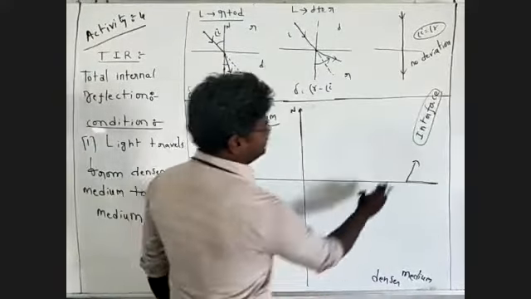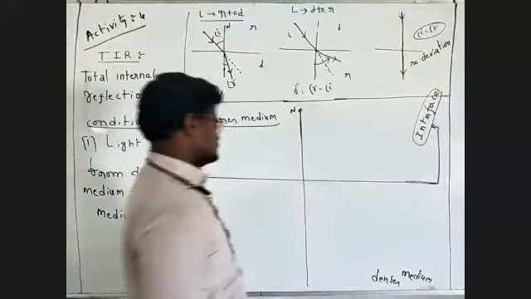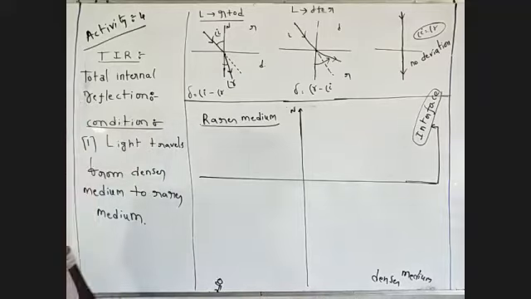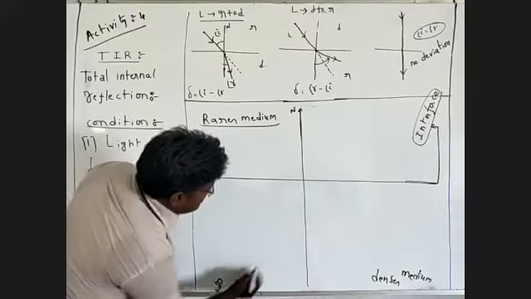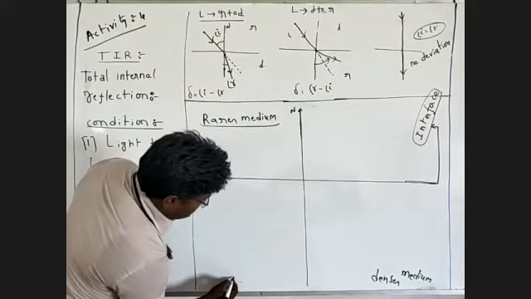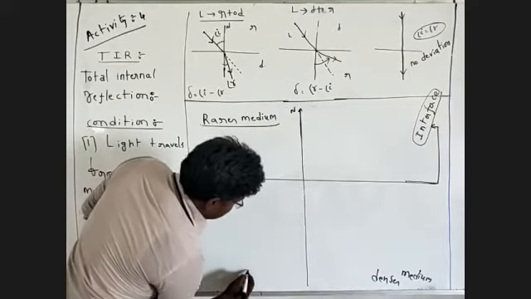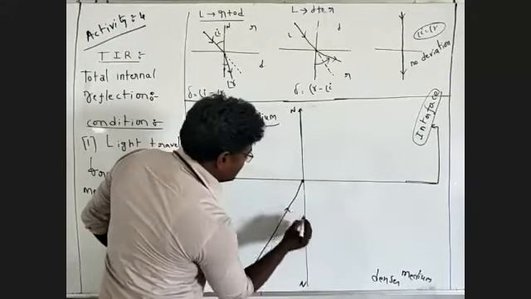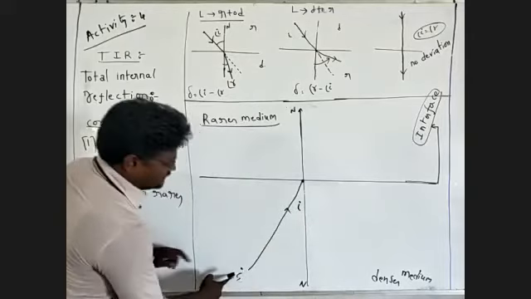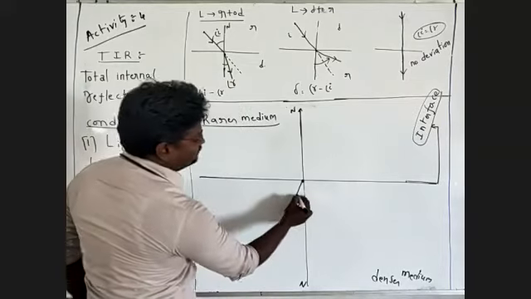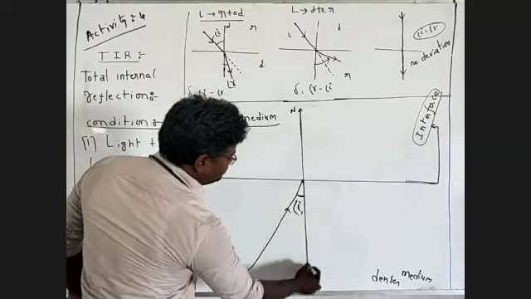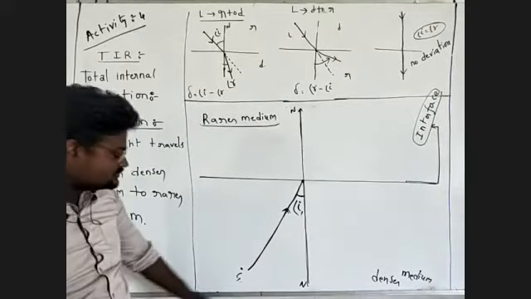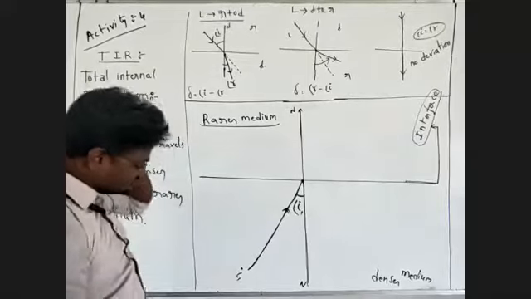Now we will see what will happen. Suppose this is the observer. Now light travels like this. Suppose a beam of light strikes at this point. This is the normal, and this is the angle i1. The incident ray is this, and the angle between the incident ray i1 and the normal N we call the angle of incidence.